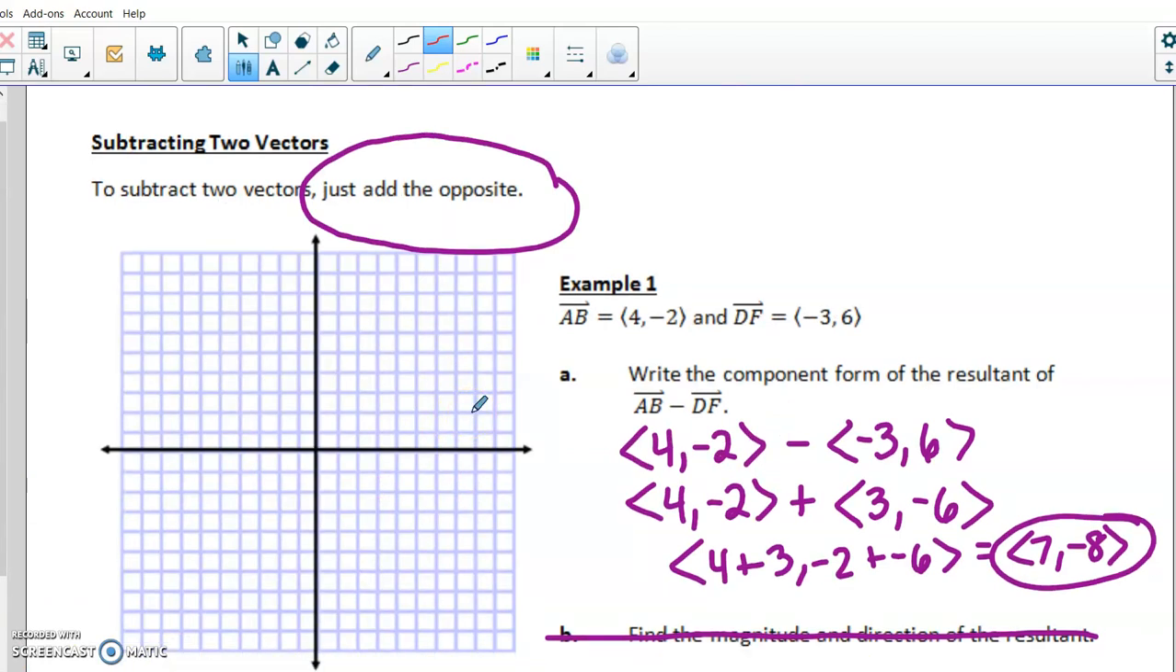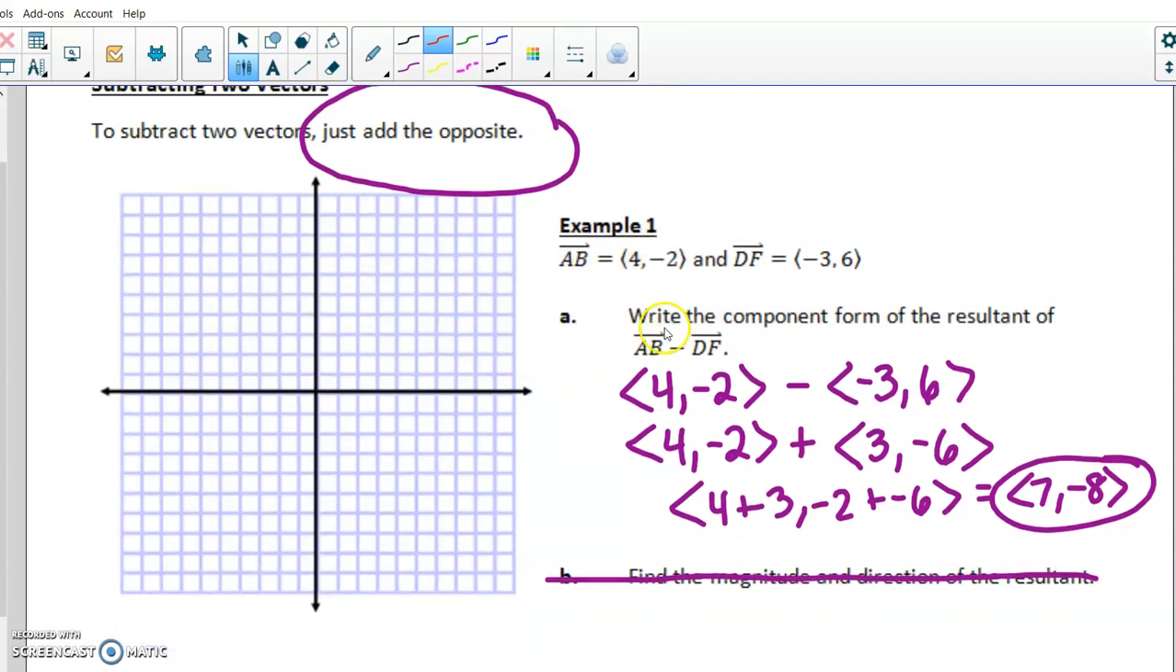And this leads to subtracting 2 vectors. Instead of thinking about subtracting, you can think of adding the opposite vector. For instance, if I know AB is 4, -2, and vector DF is -3, 6, and I want to do AB minus DF, you could do it like this, or it may be easier to think about it as doing AB plus the opposite of vector DF, which would just be +3, -6.